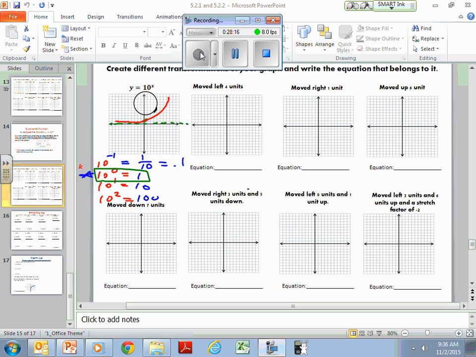That's the point that you're going to move around when they have you move it up, down, left, right. And the rest you just kind of draw a line through it. Can I write that again? 0, 1.